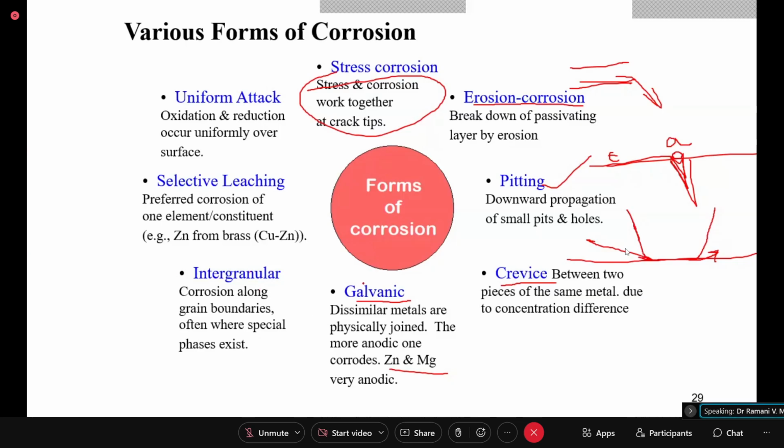Then intergranular corrosion. Intergranular corrosion is due to the grains formed during solidification, each of which has a grain center. If this is the grain center, this part becomes the grain boundary. The place where there is an atomic mismatch gives formation of a grain boundary. Now why is such a thing there? Consider that the molten metal is cast into a sheet like this.